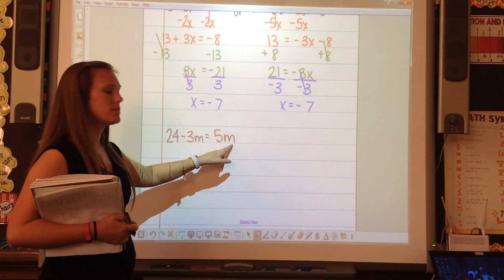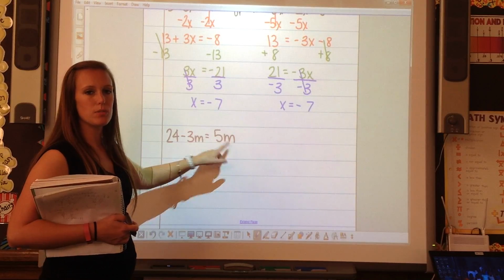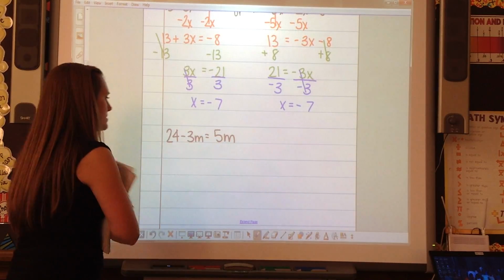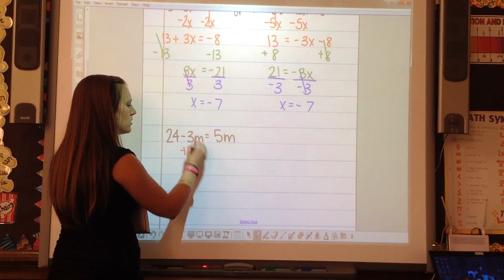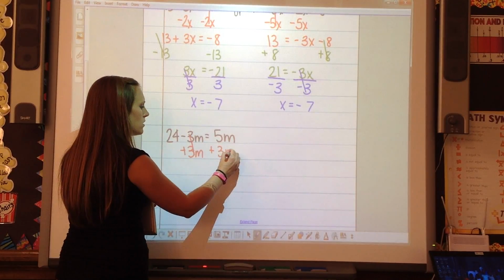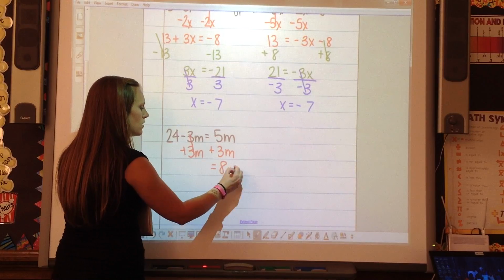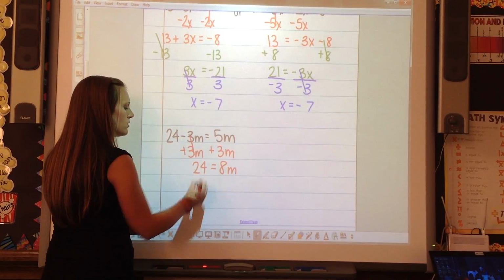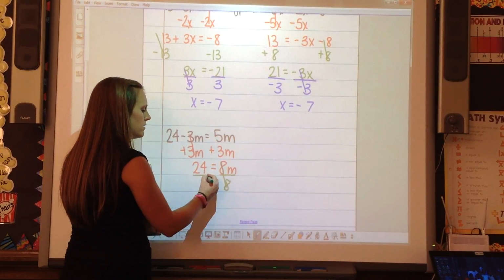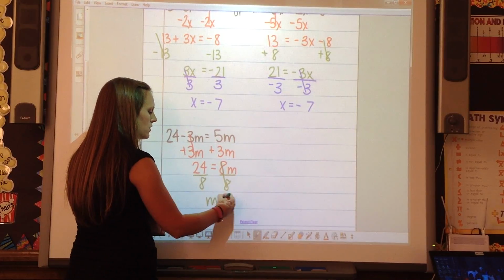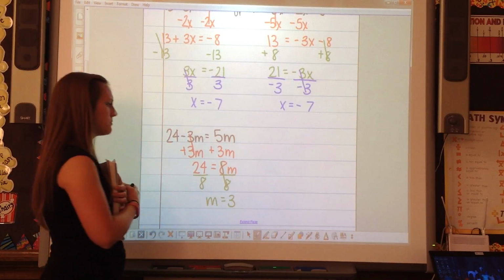So when there's only one term on one side, and it's a variable term, collect all the variables on that side. Okay, so we get 24 over here. They're multiplying, so I'm going to divide. I get m equals 3.